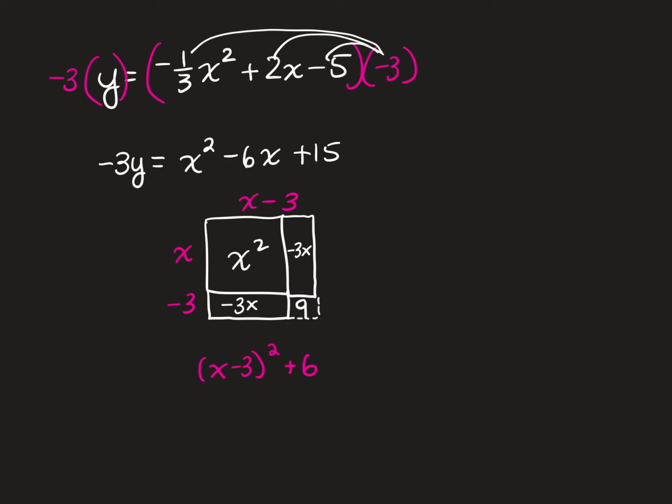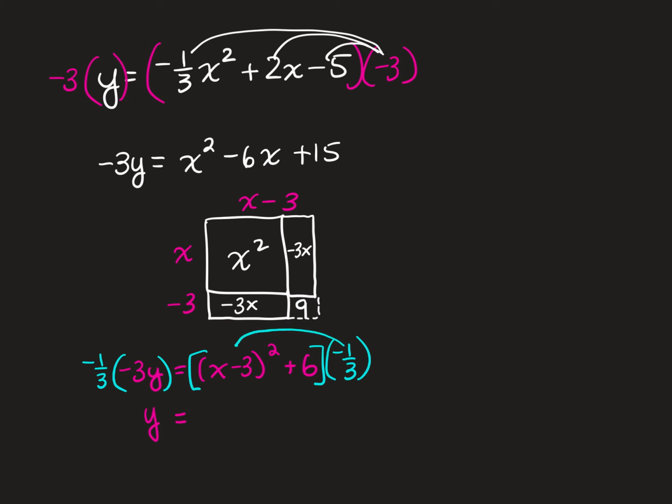Now that's great, except in the beginning we said we multiplied everything by -3. So I want to solve my equation for y. So now I've got to go through and divide everything by -3. Now, you could divide everything by -3, or you can multiply by -1/3. Either way gives you the same result, right? So if I multiply everything by -1/3, on the left side, that's going to give me y.